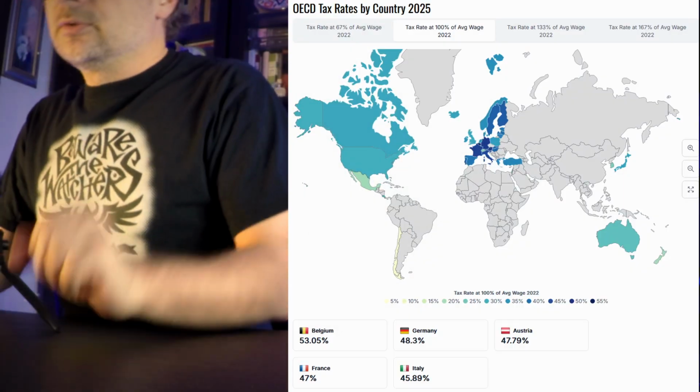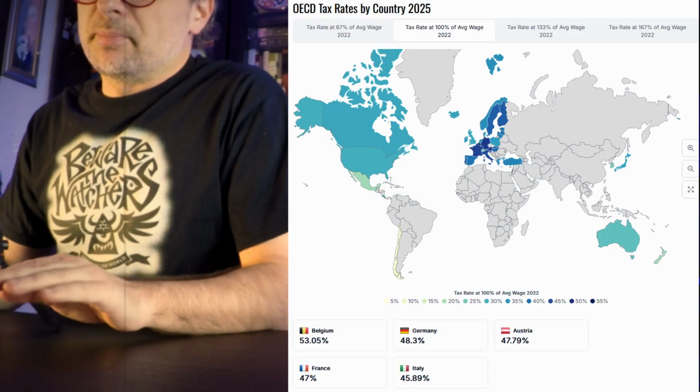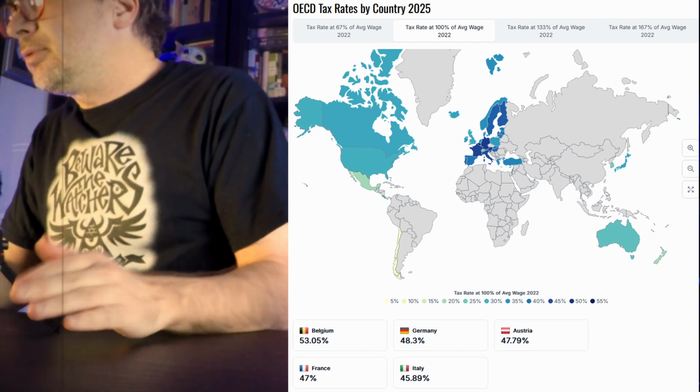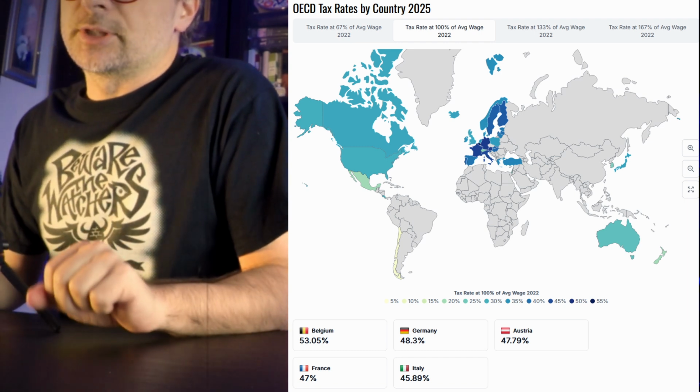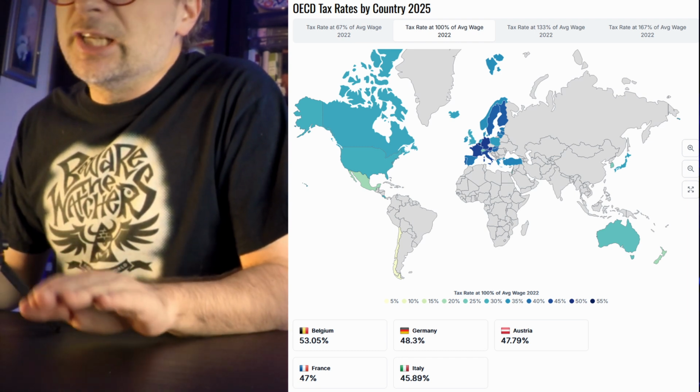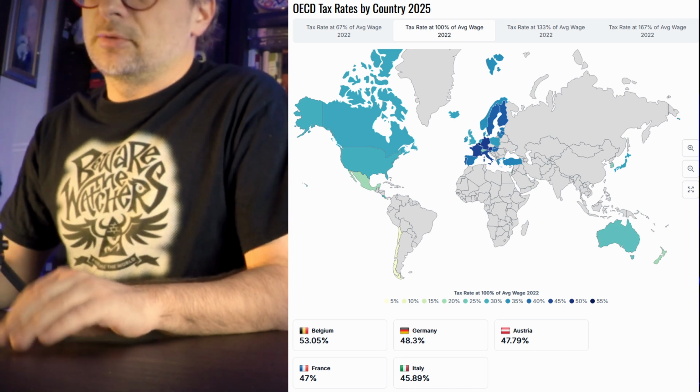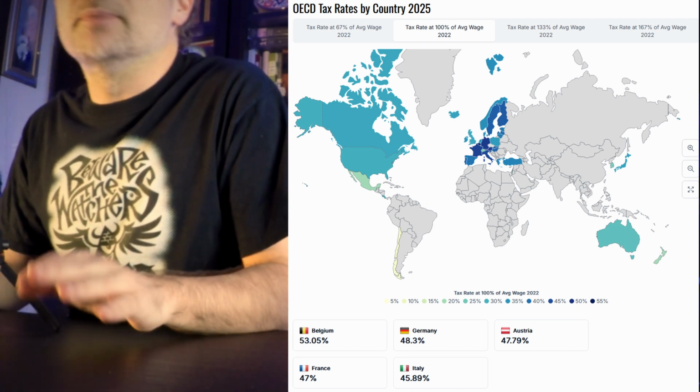If we zoom out and look at all the taxes paid by people with a job, they range from 7% total tax paid on the average wage in Chile to 53% total tax on the average wage paid in Belgium. What are taxes in the first place?